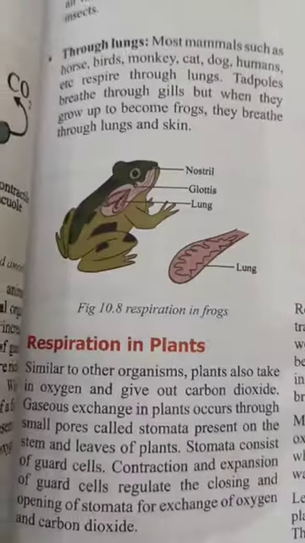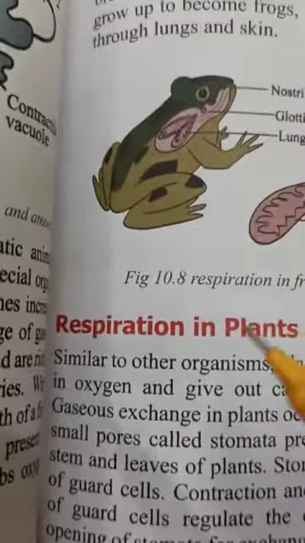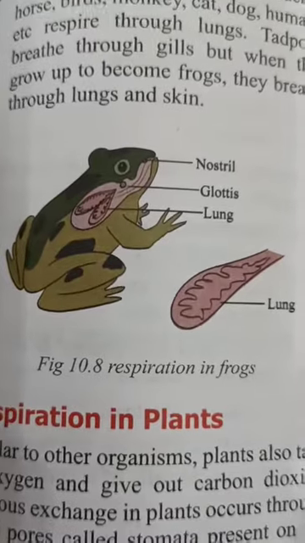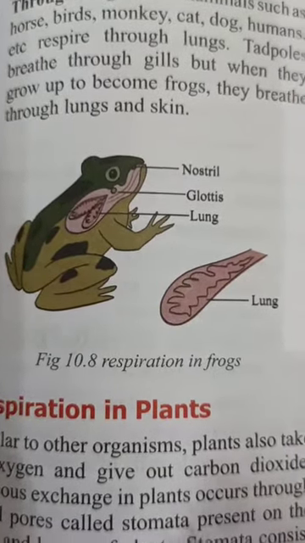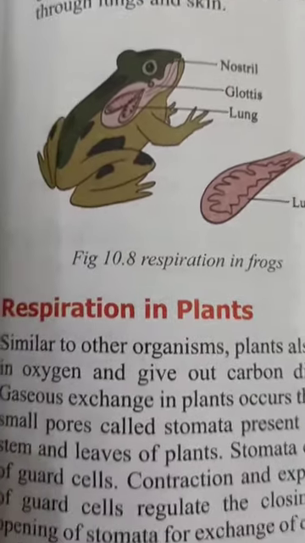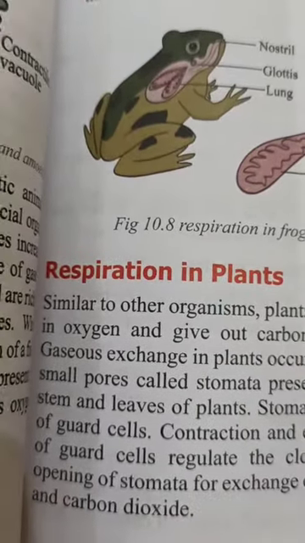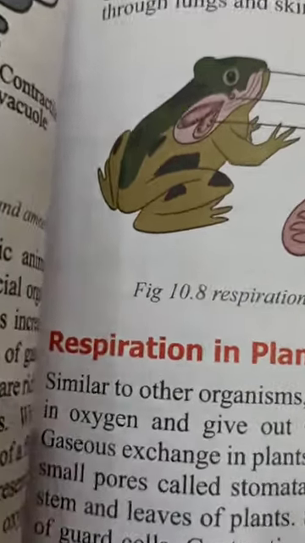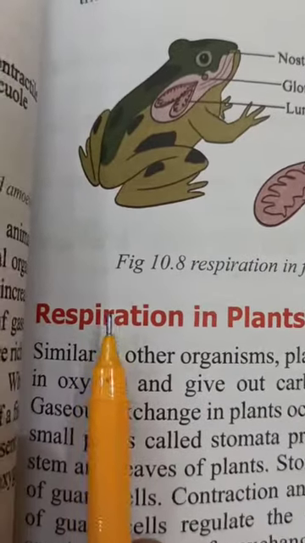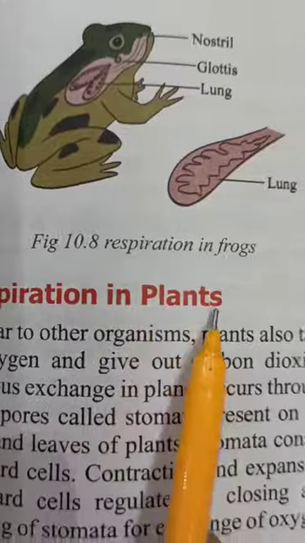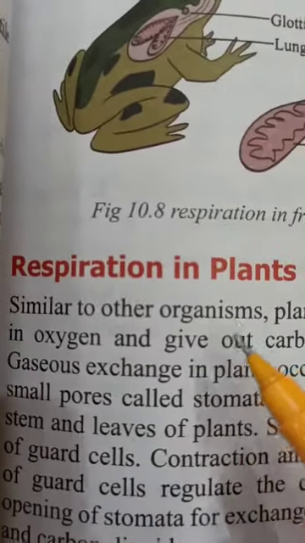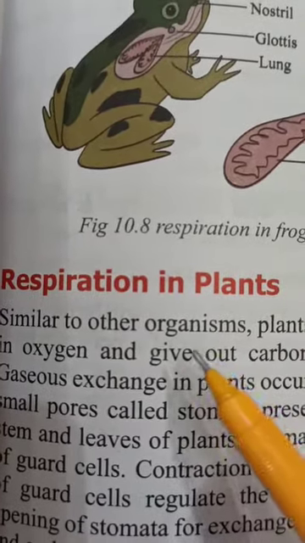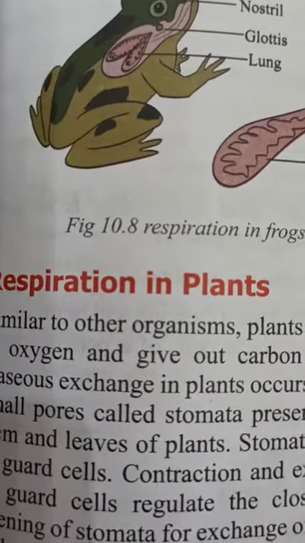Okay, so next, now this is all about the animals. We have studied how the animals show different modes of respiration, and they have different organs of respiration also. So now next is respiration in plants. So children, under this we will study how plants perform the process of respiration.